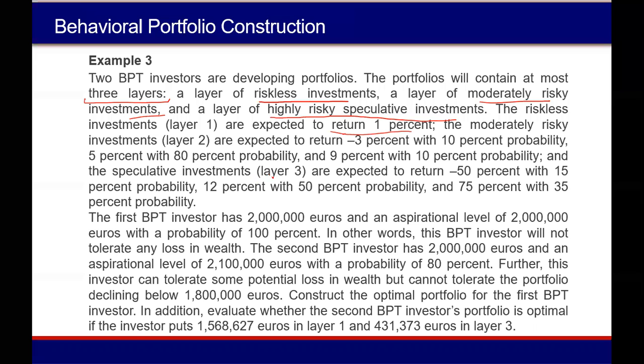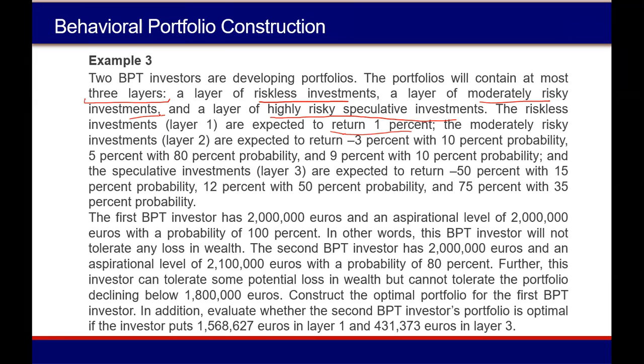The speculative investment in layer 3 has three possibilities: -50% return with 15% probability, 12% return with 50% probability, and 75% return with 35% probability. From this divergence of returns, you can easily see why layer 3 is recognized as the layer for making a speculative investment.